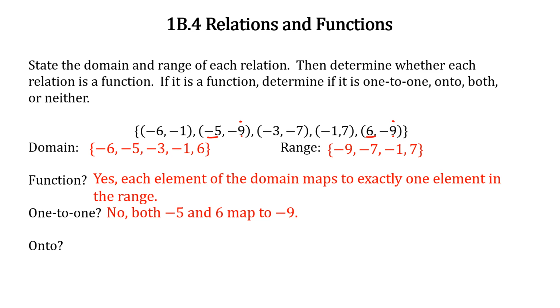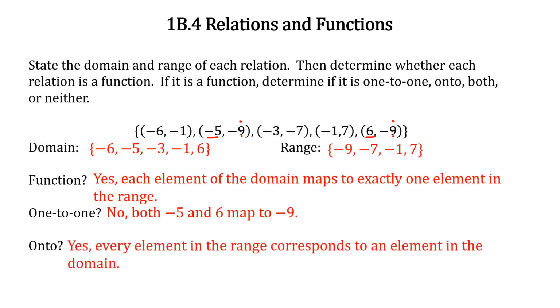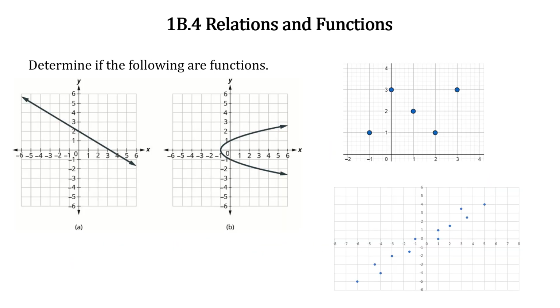Is it onto? Does everything in the range get used? And that's yes. Every element in the range corresponds to at least one element in the domain. Okay, in the good old-fashioned, are they a function or not? You can use the vertical line test.